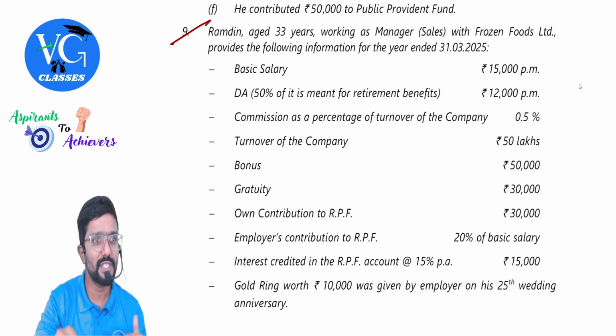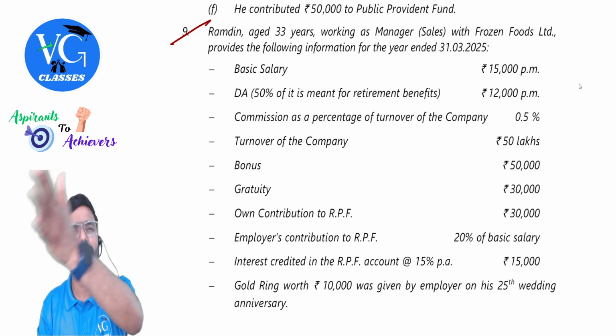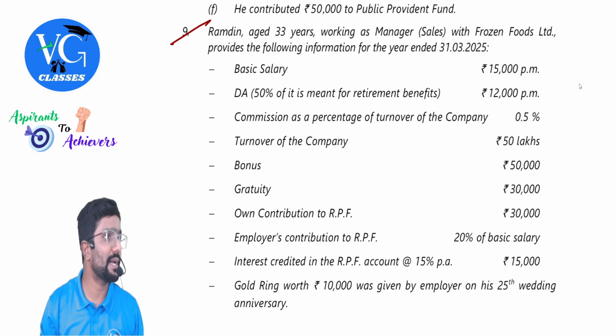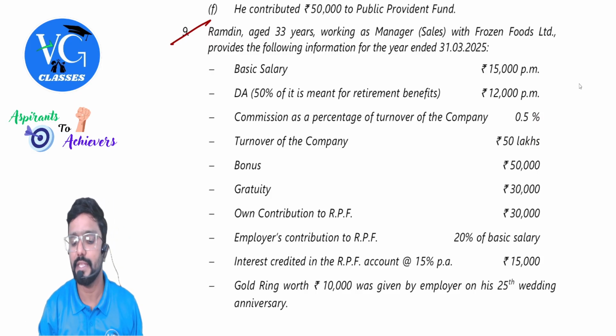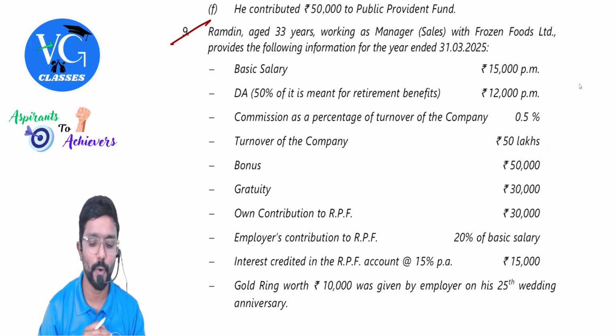Clear? So for this question, if they have asked you to calculate any exemption or even the employer contribution to RPF, we need to take basic pay fully, DA only 50%, whereas commission you consider. Okay. Next, let us see.